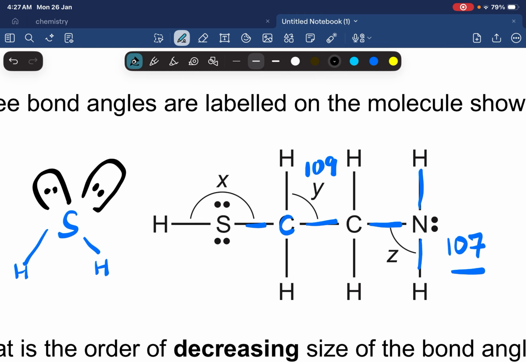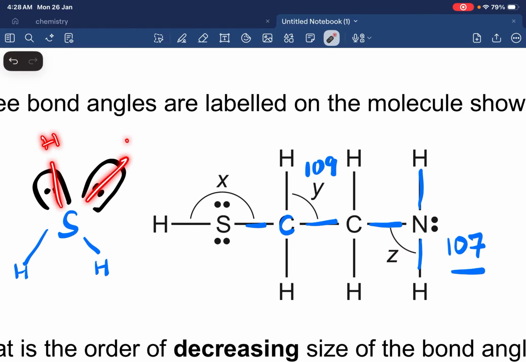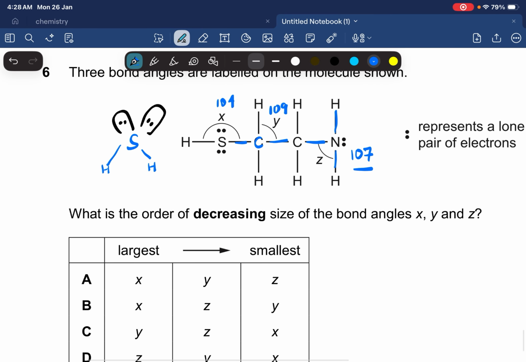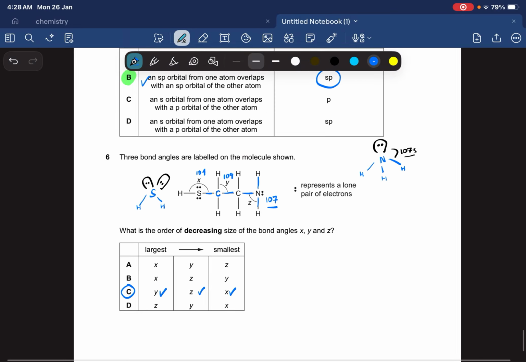Okay, so you have to realize one thing over here. When you have 4 bond pairs, the angle is 109.5. When you have 1 bond pair and 1 lone pair, the angle comes out to be 107. And when you have 2 lone pairs, as the number of lone pairs increases, the angle decreases, to 104. So this angle is going to be approximately 104, right? So the largest is going to be Y, the smallest is going to be X, and in between is going to be Z. So that's how you do it.